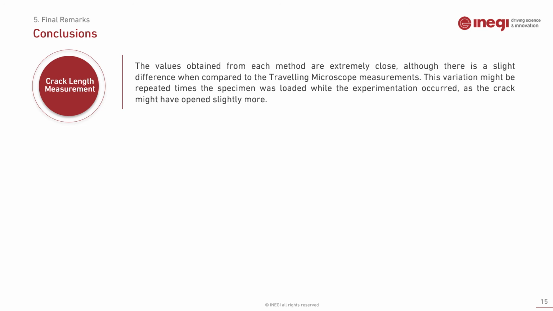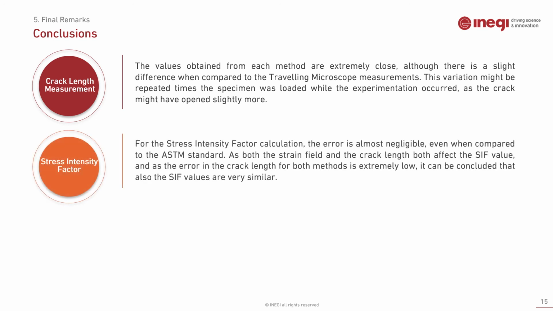In regards to stress intensity factors, with the crack length values so close to each other, the only factor that could affect the calculations were the strain values obtained from the deformation fields. As the deformation fields obtained in both systems are quite similar to each other, both in appearance and values, the only possible result was the stress intensity factors calculated also being very close to each other, which is verified. When compared to the reference, calculated from the international standard, the error percentages are also very low.